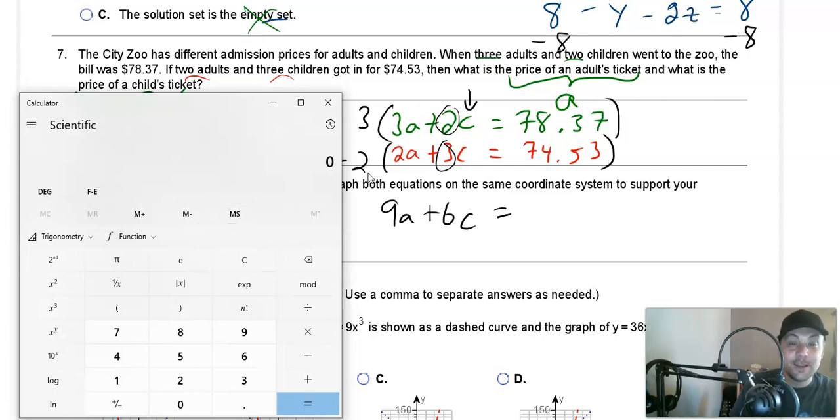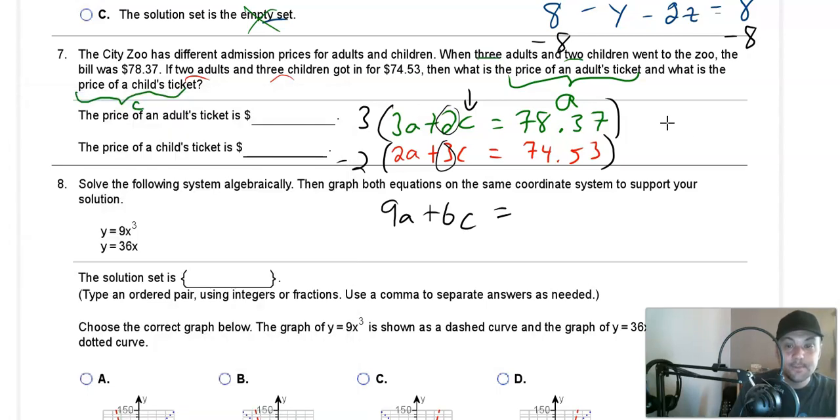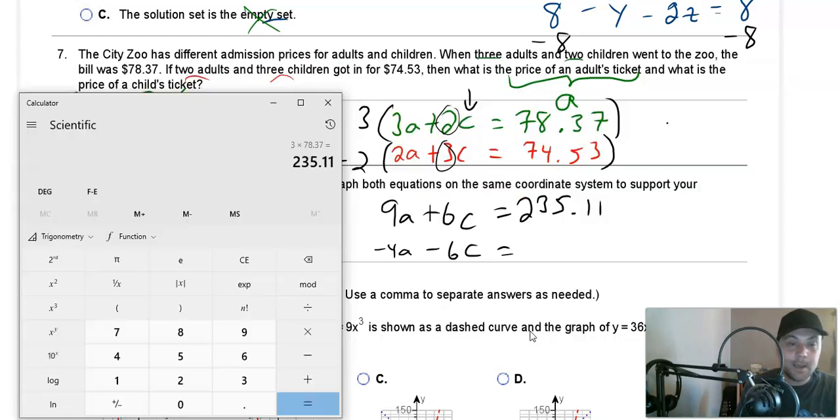And so we'll get 3 times 78.37, which is going to give me 235.11. For the bottom equation, we multiply 3 by -2, so we get -4A minus 6C equals... again, I'm not up to the task, I'm just going to multiply here, and so we're going to have 2 times 74.53.